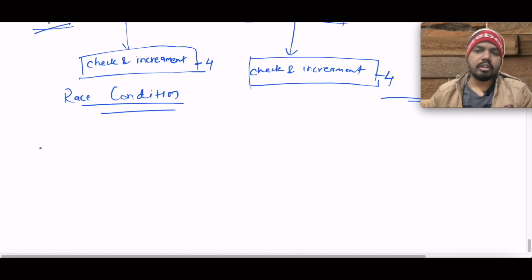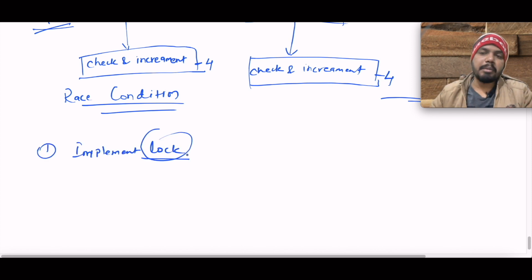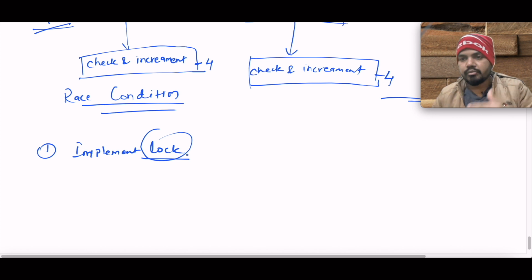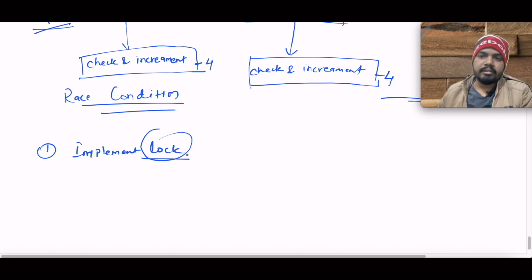We have a solution to fix this problem. The first solution would be to implement a lock. You have to implement the lock between the requests. Whenever the first request comes, it will lock the Redis, get the data from the Redis, manipulate that data, increment it and put it back into the Redis, and then unlock it.